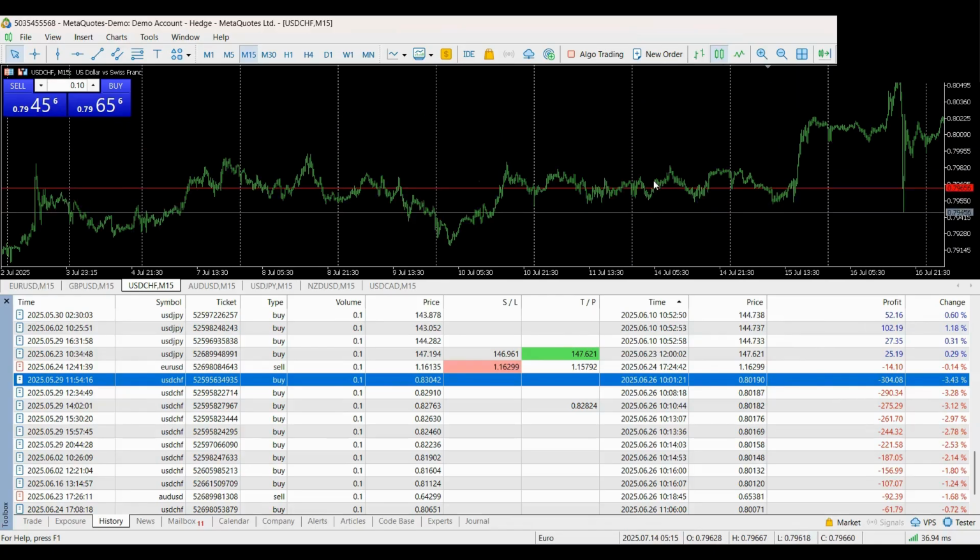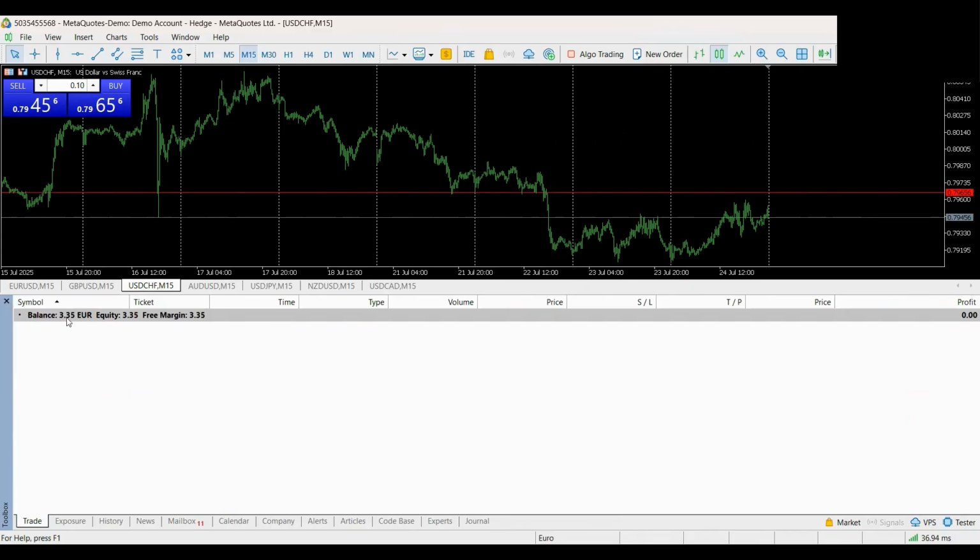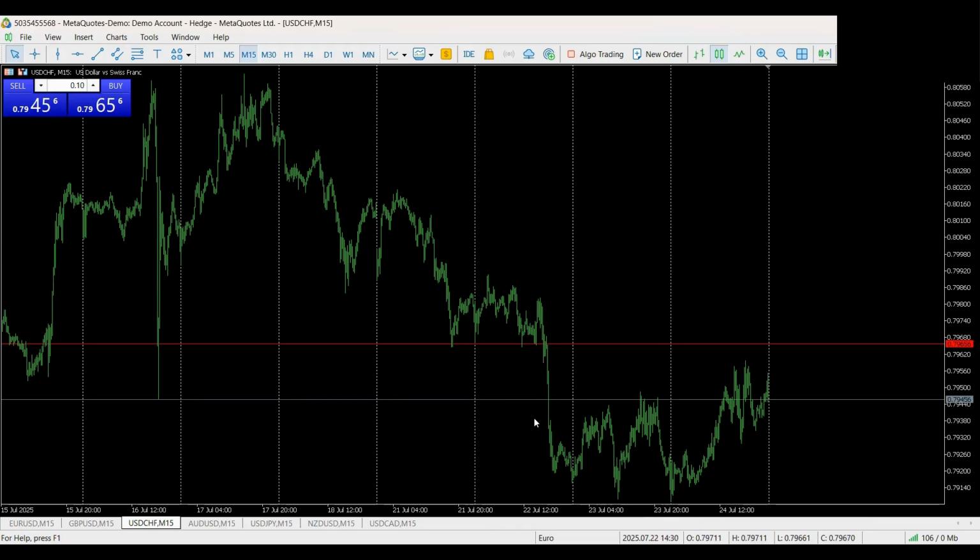So we can't use this account right now because it's already blown up. So what I'm planning is to register for another demo account, and we'll see how it goes. Right now the account balance is 3.35 euros, and yeah, we can't trade much on this, so it's a blown account. So that's how you lose 2000 euros.